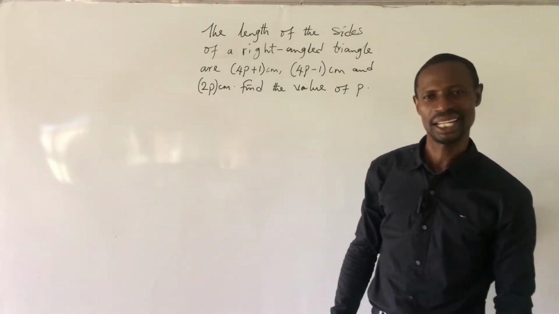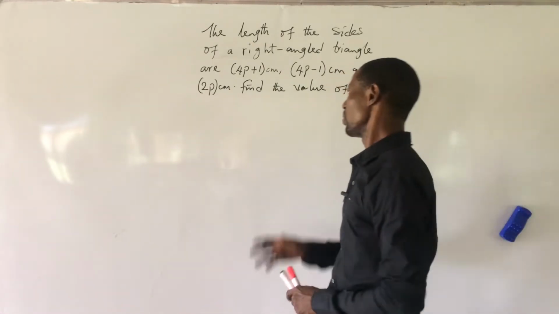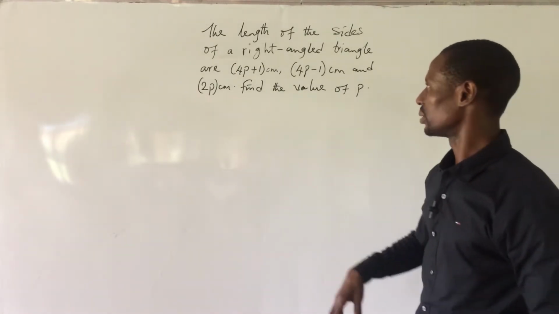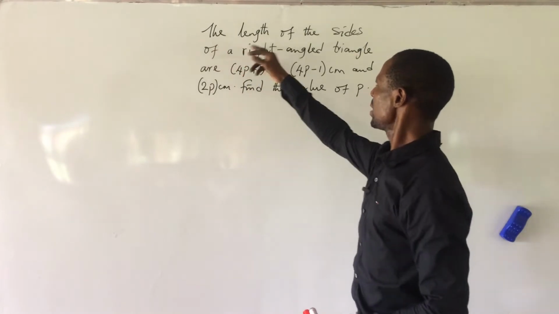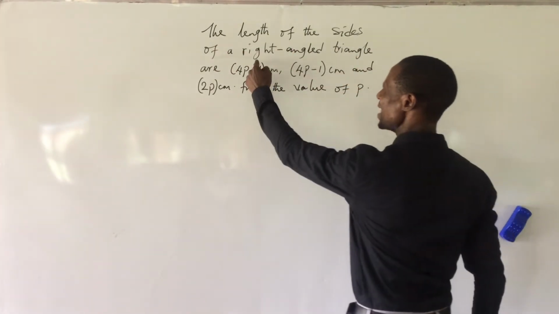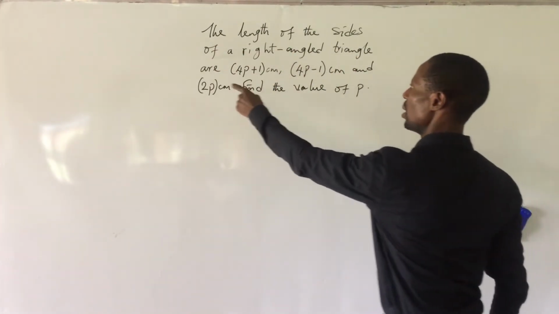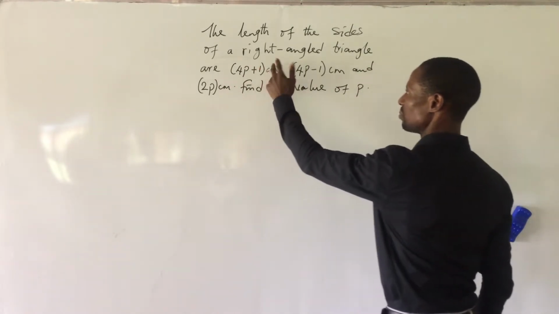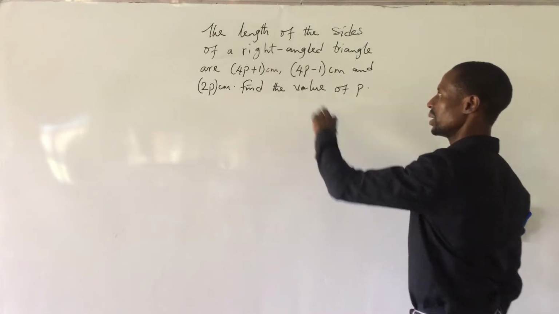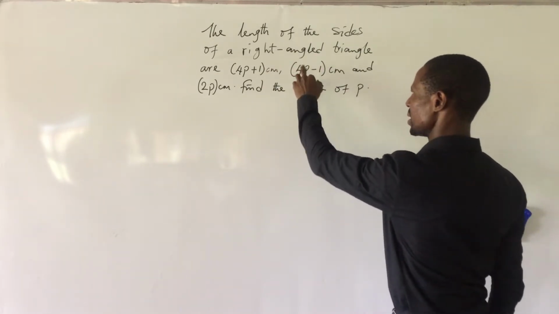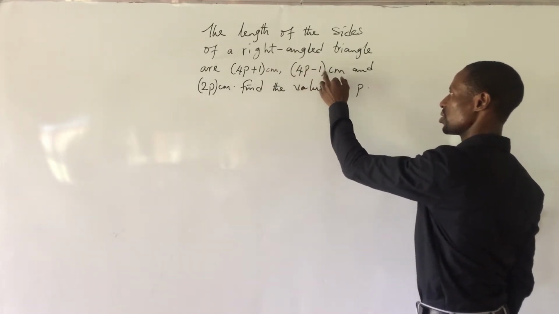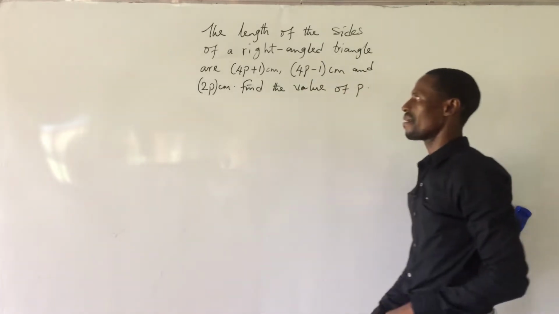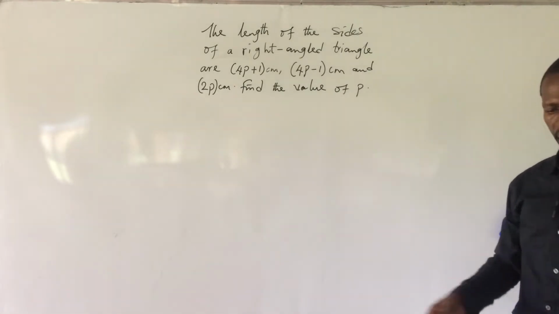My name is Jakes Anemo, and today again we have another challenge on triangles. It said the lengths of the sides of a right-angled triangle are (4p + 1) cm, (4p - 1) cm and 2p cm. Find the value of p.